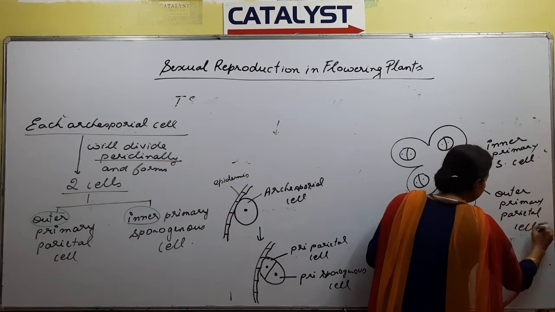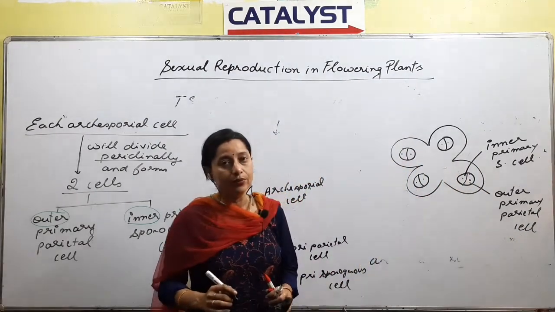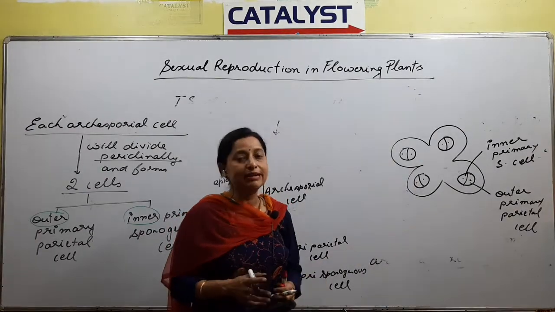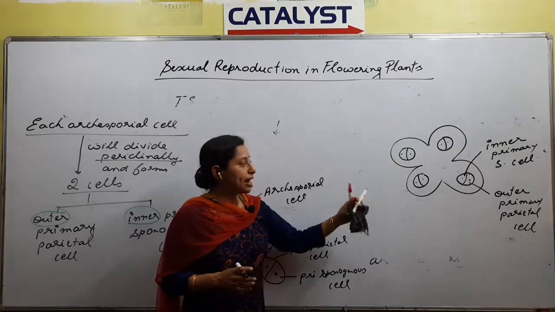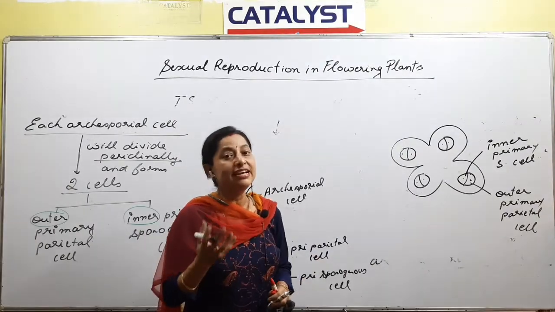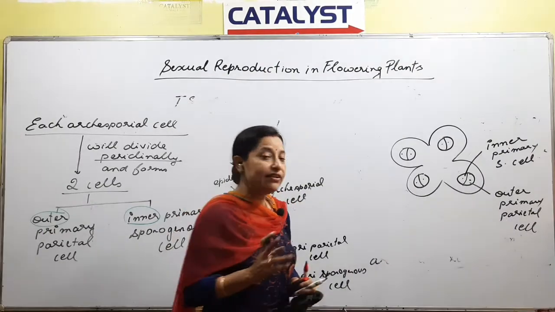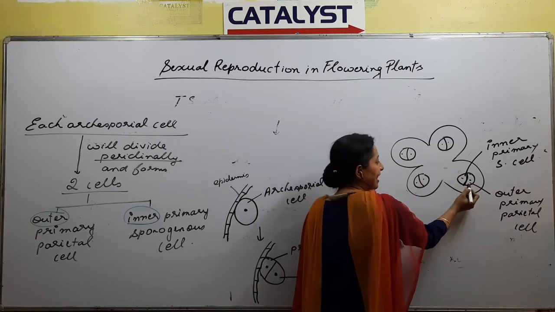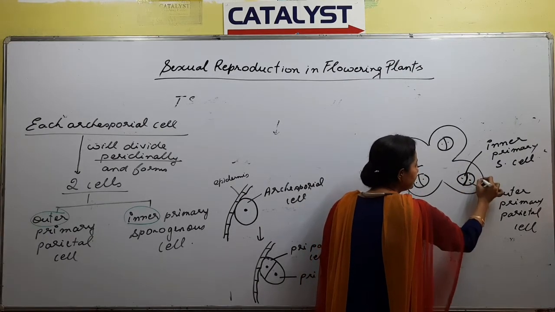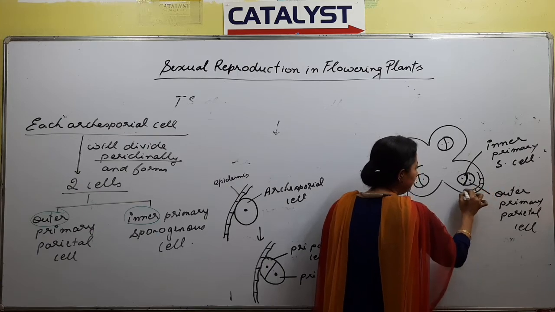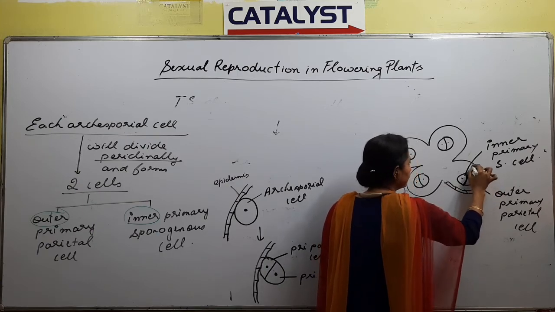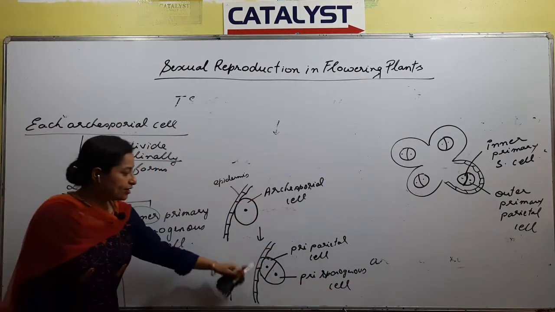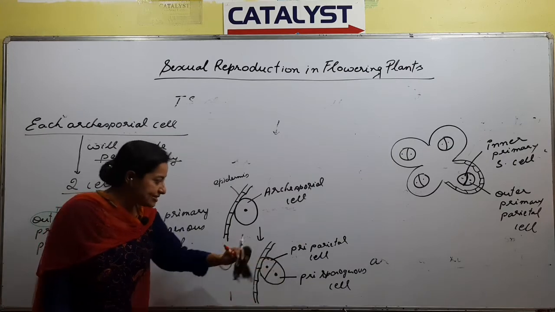Is the concept of inner and outer clear now, right? Earlier we did not say primary sporogenous cell or primary parietal cell alone. We have used the words outer primary parietal cell and inner primary sporogenous cell. Now what do we understand by the words inner and outer? Inner refers to that cell which is towards the center, and outer is that cell which is towards the epidermis. Right? So this is the condition that we are talking about. So the archisporial cell got divided into two cells, that is primary parietal cell and primary sporogenous cell.